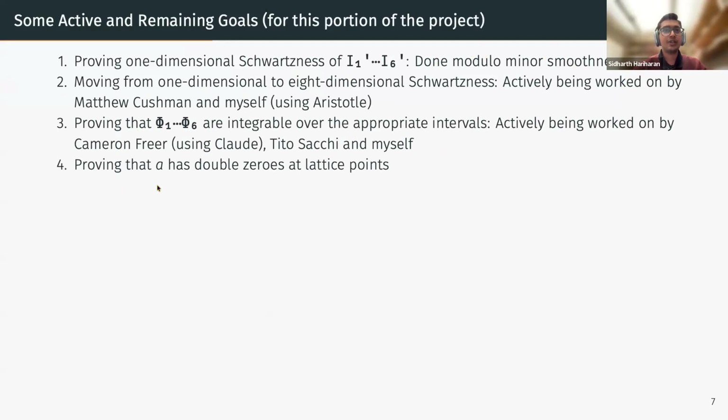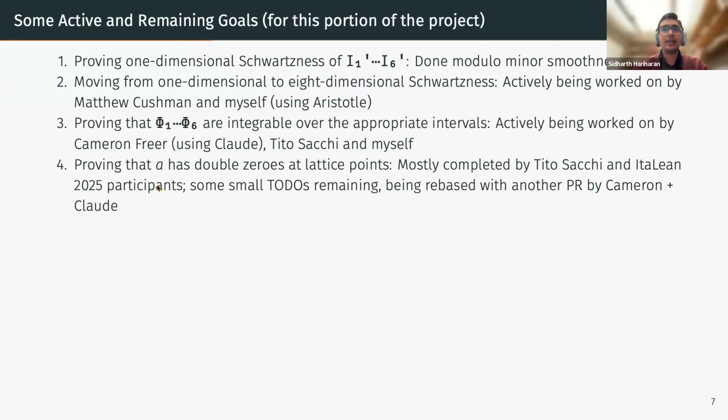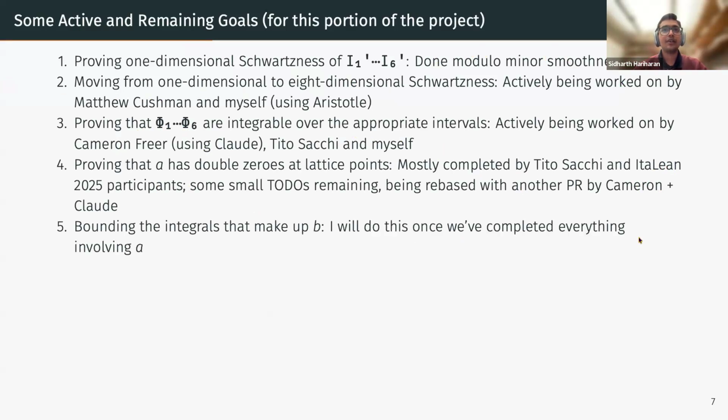Proving that A has double zeros at lattice points, and proving that it can be expressed in a certain alternate form, is a very important project to do. This was mostly completed at Italy in 2025, but there are some to-dos remaining. And then bounding some integrals, which is something that I will do in a bit. And there are many more goals.